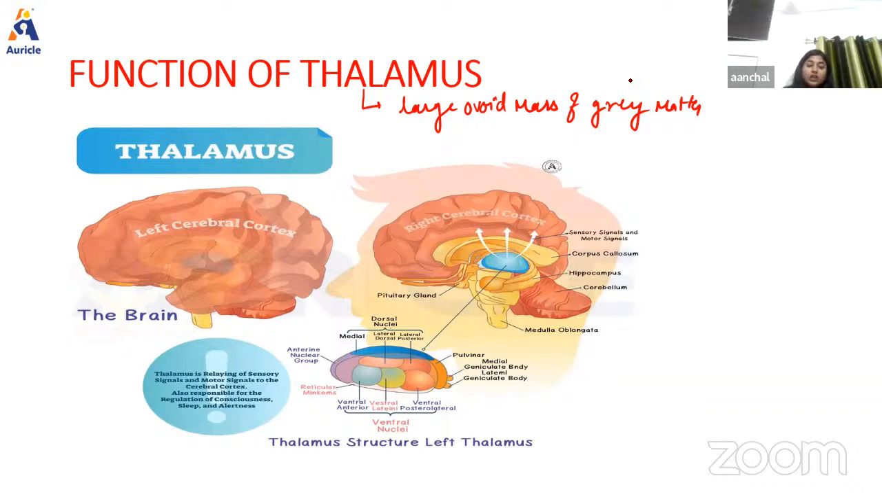Okay. Now, talking about the nuclei, as we know, the nuclei are only important for the anatomy part, but here, as we can see, various nuclei are there. For example, midline nuclei, intralaminar nuclei, anterior nuclei, dorsomedial nuclei. So various nuclei are there, and the thalamus also relays sensory and motor signals to the cerebral cortex, and is also responsible for the regulation of consciousness, sleep, and alertness. So all these are the important functions that we're going to discuss in detail.